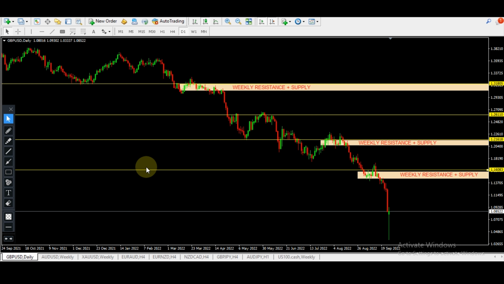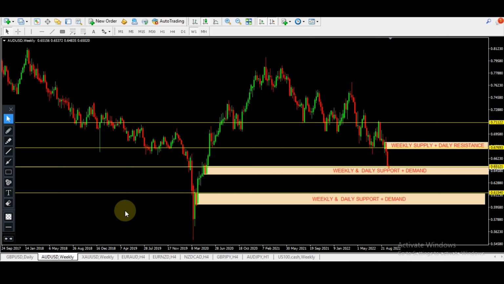And then moving on to our next pair, which is the Aussie USD, AUD USD, Australian dollar versus the US dollar. So we can see the market is currently at the weekly plus daily support and demand area over here. So we can see over here it is a demand area.